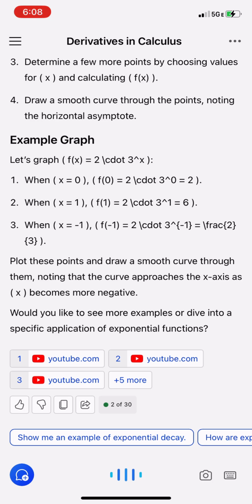Would you like to see more examples or dive into a specific application of exponential functions?